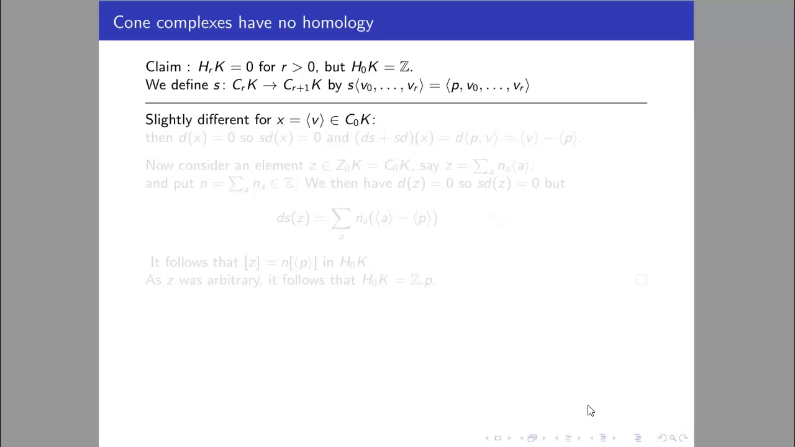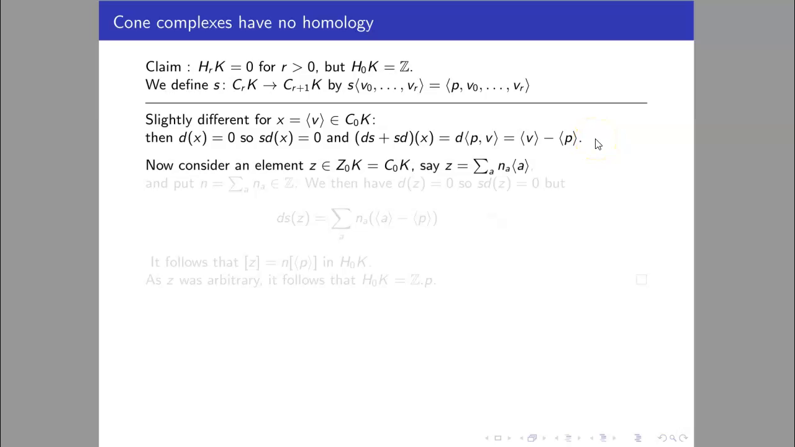Now let's just look at the C0 case. That's just going to be a tiny bit different. Okay, so dx is 0 because dx is now going to lie in C minus 1 of X, and that's just the 0 group by definition. So sdx is 0. And so this ds plus sd of x is just d of sx, which is d of p comma v. And here, just remember the definition of d, we omit the p, leaving bracket v, or we omit the v, leaving bracket p, so you've got bracket v minus bracket p. So that's what happens on C0K.